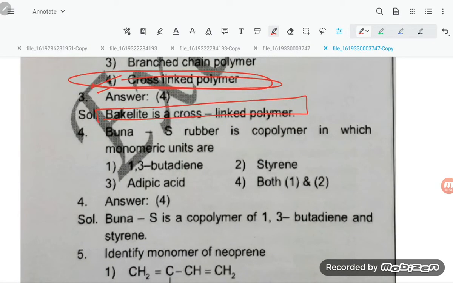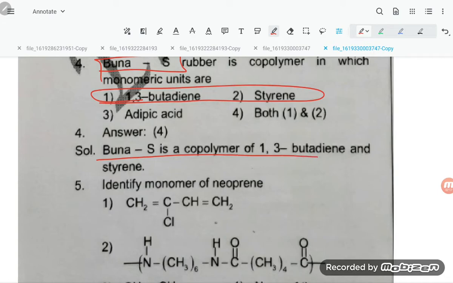Buna S rubber is a copolymer in which the monomeric units are, for Buna S, 1,3-butadiene and styrene. 1,3-butadiene and styrene are the monomeric units of Buna S. So Buna S is a copolymer of 1,3-butadiene and styrene.